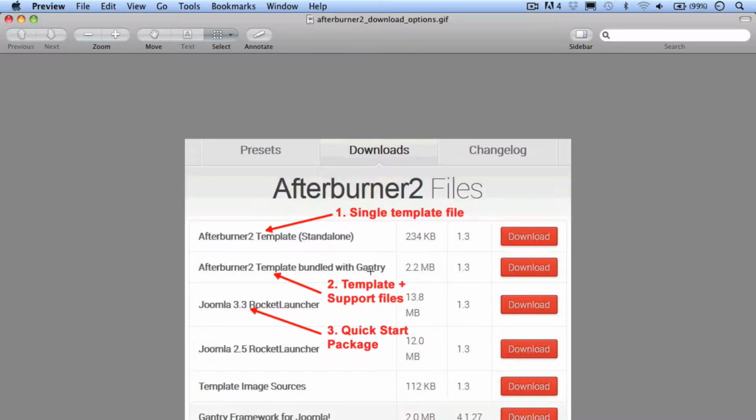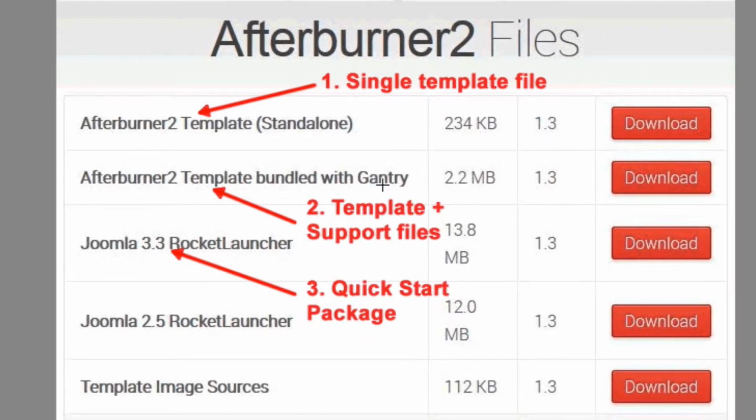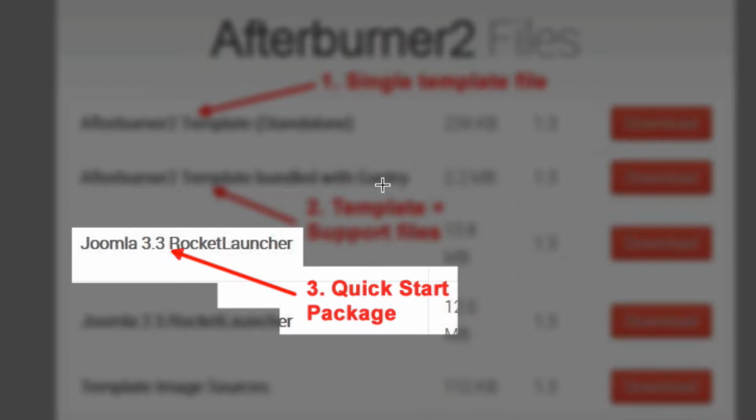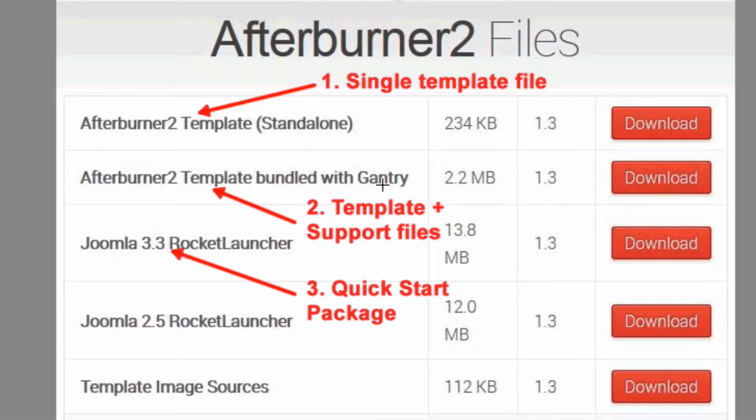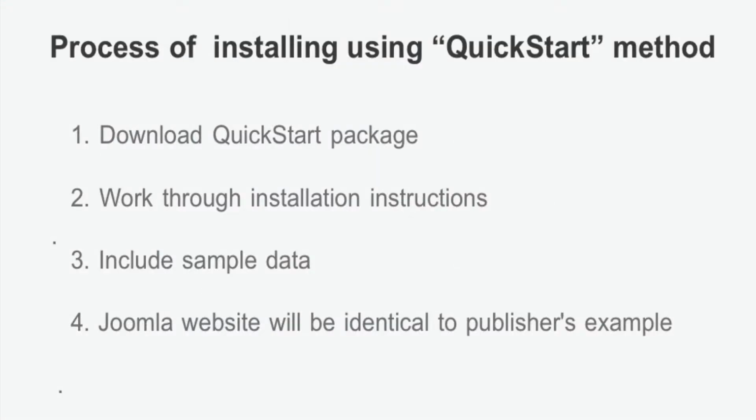Now the third option is to install an all-in-one Quickstart template package. A Quickstart package is a single compressed file that installs both Joomla and the template in one fell swoop. Not all publishers provide Quickstart packages, and these are not useful if you've already installed Joomla. For those publishers that do provide Quickstart template packages, the installation process will vary from publisher to publisher, so I won't demonstrate this technique here. But the basic process is the same for all of them.